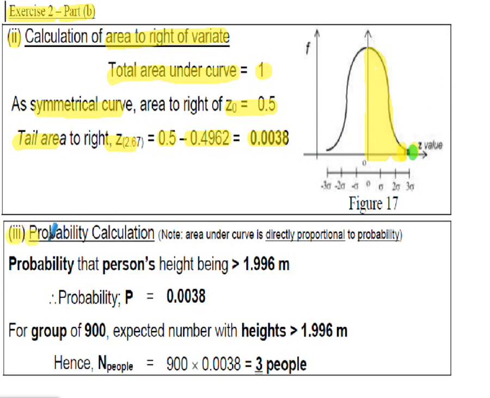Step 3, our probability calculation. We now need to find how many people we would expect to have heights greater than 1.996 meters in our sample. We know the probability P from step 2 is 0.0038. For our group size of 900, multiplying 900 by the probability of 0.0038 gives us 3 people. So we would expect 3 people of our 900 sample to have heights greater than 1.996 meters.